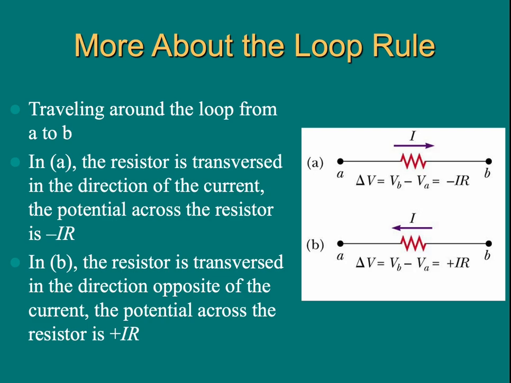On the other hand, let's keep the loop direction going from A to B, but the current is going from B to A. In this case, VB is at higher potential compared to VA, but we are traveling from A to B. So when we travel from A to B, we'll have an increase of potential equal to plus I times R. So when the current is in the opposite direction of the loop, for the resistor, we would have a potential increase of plus IR.